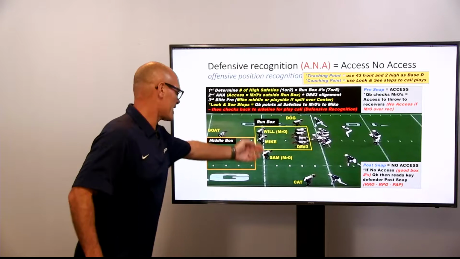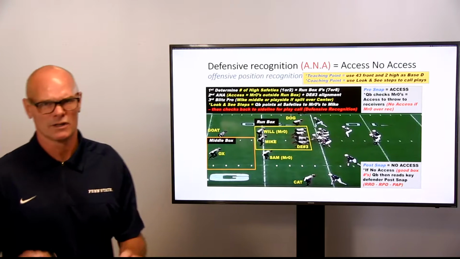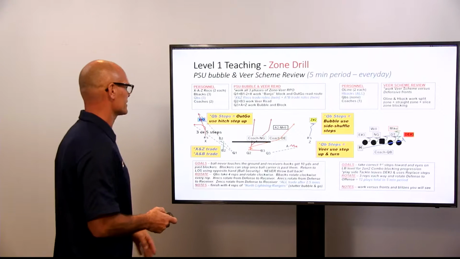If the defender is outside of it like he is here, now we would say there is no access to throw, but we have good numbers in the box. That's ANA, access, no access.